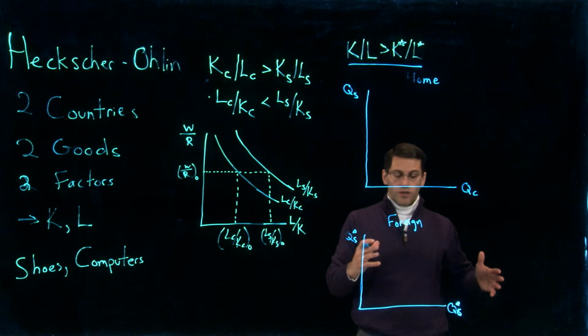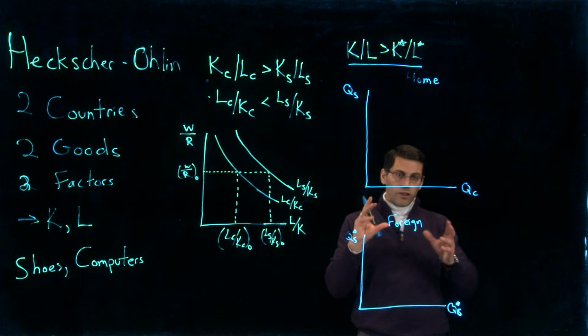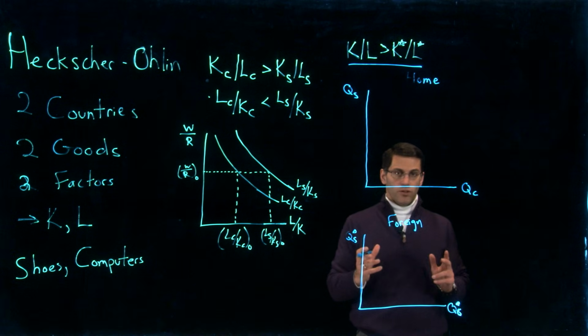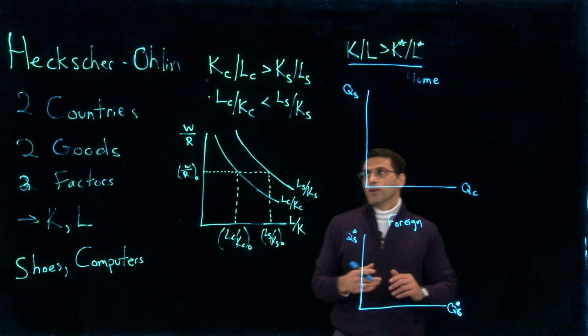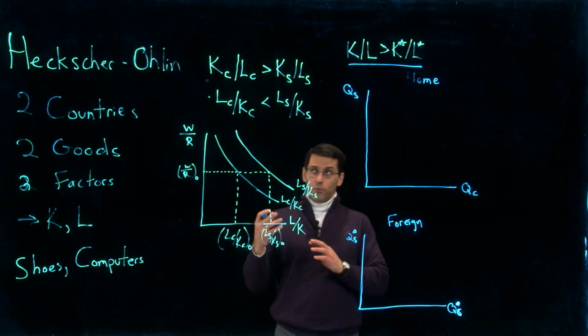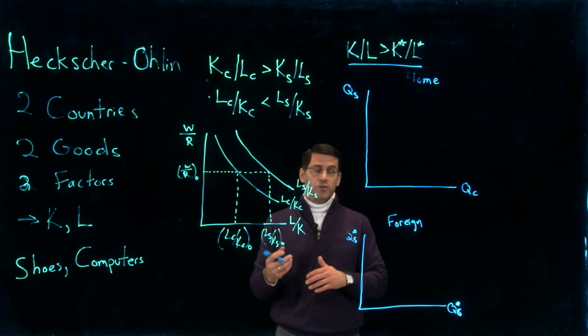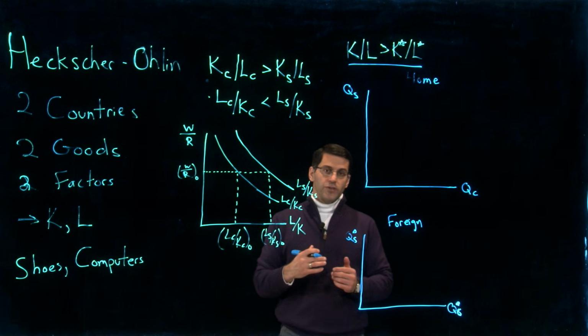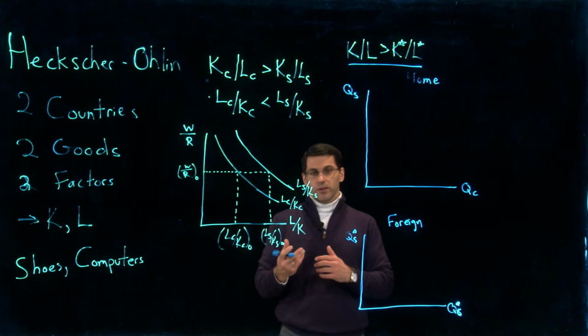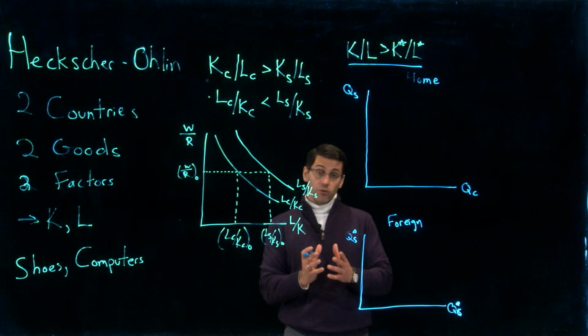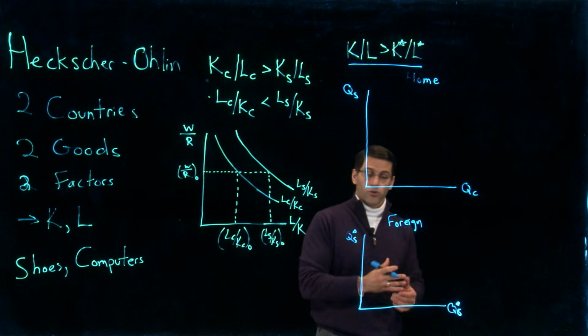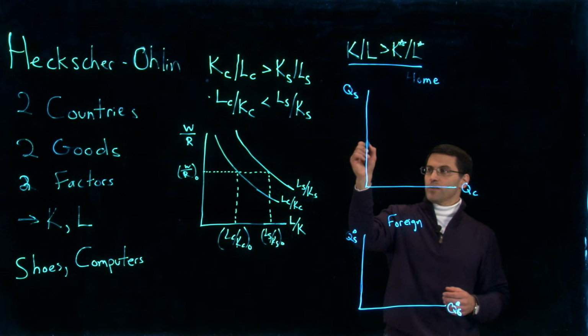Now the question is, what would the relative shape of the two PPFs look like? Well, given the fact that computer production is capital intensive and home is capital abundant, it makes sense to think that the production possibilities frontier for home is going to be skewed relative to, or towards, computers. So it might look something like this.